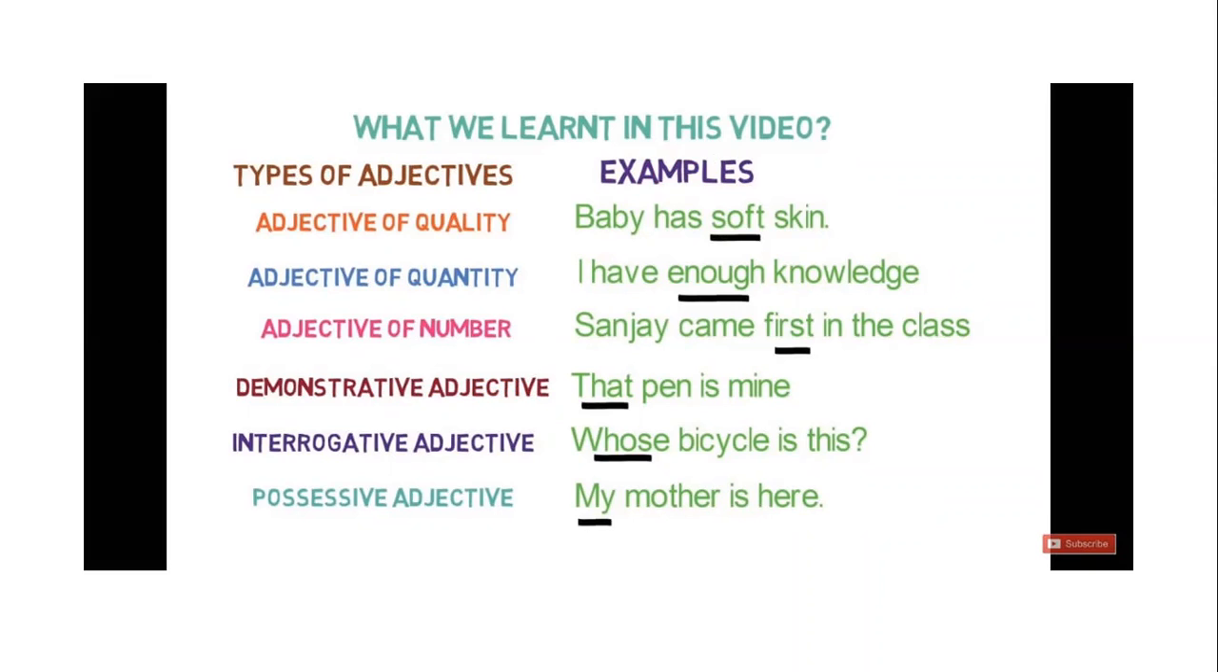That pen is mine. Here, that pen means demonstrative adjective. That represents demonstrative adjective. Whose bicycle is this? Here, whose is used as interrogative adjective. My mother is here. My is used as possessive adjective.